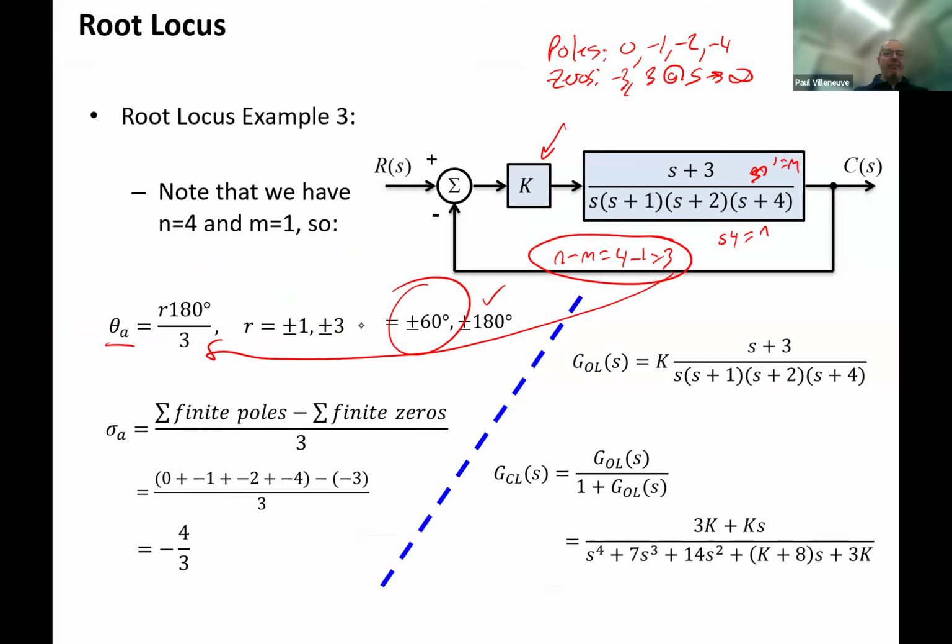So I'm going to sum the finite poles and subtract the finite zeros. And here we're going to be careful. I'm summing these numbers here. I'm not summing the positive 3. I'm summing the actual poles. So I have to sum 0, minus 1, minus 2, and minus 4. And I have to subtract from that the sum of the zeros, and there's only one, that's easy, minus 3, and divide that by 3. So you end up with negative 7 minus 3, which is positive 3, which is 4. So I have minus 4/3.